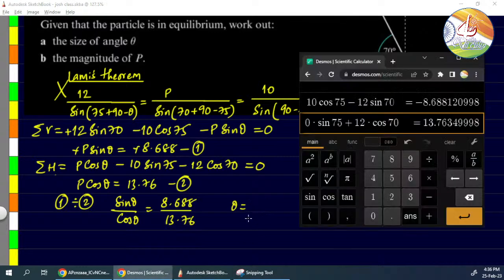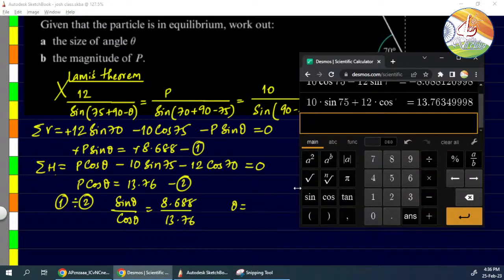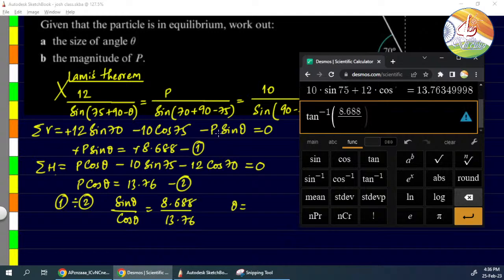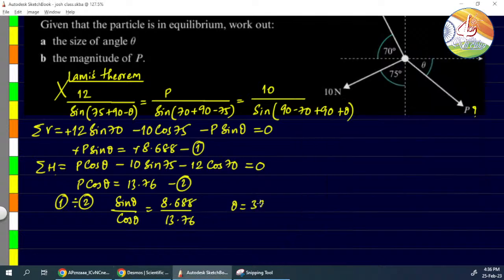Okay. So find tan inverse of 8.688 divided by 13.76, that's 32.27. Okay, so this is the angle in degrees. Now if we substitute the angle in one of these equations, we will get the value of P.